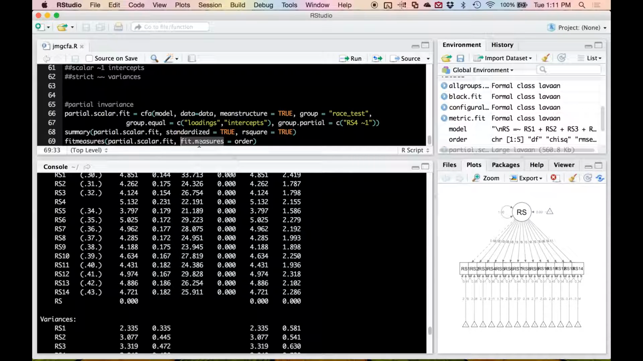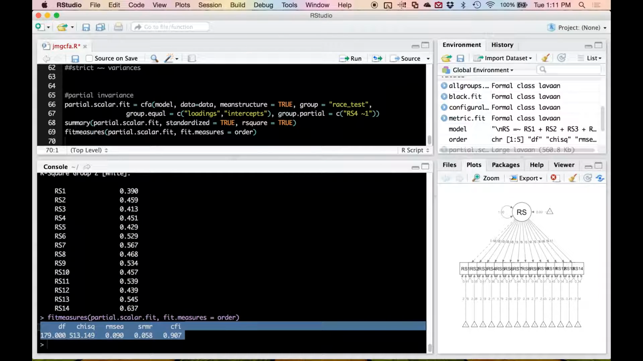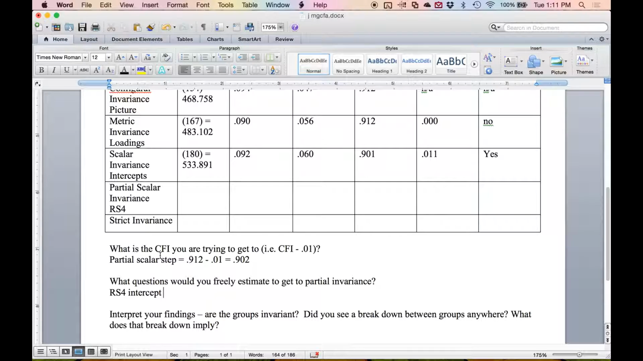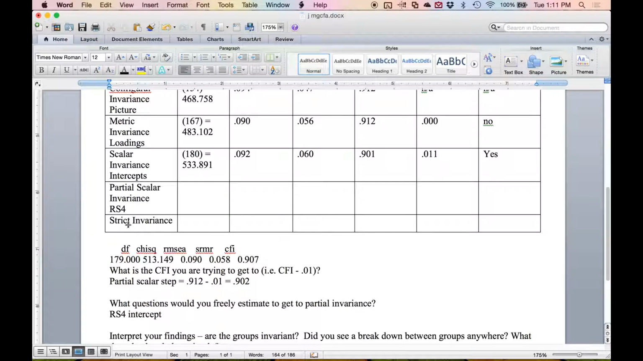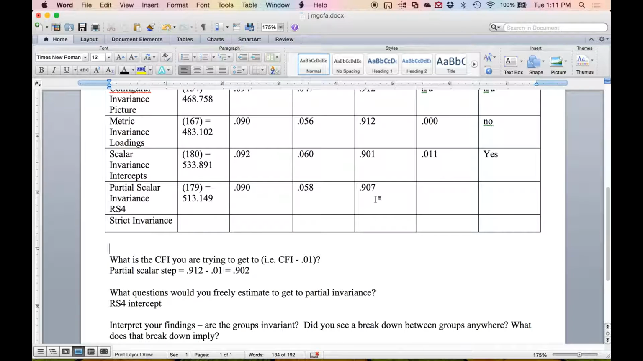Did that give us enough change, though, to consider these models partially invariant? Let's run this fit measures line to find out. I said I needed a CFI of 0.902. I have a CFI of 0.907, so I am doing good. Okay. So I let one pathway be free, so I lost a degree of freedom. Okay, so RMSEA is 0.058, and CFI is 0.907. And so I've already said I needed at least 0.902, and I'm looking pretty good.